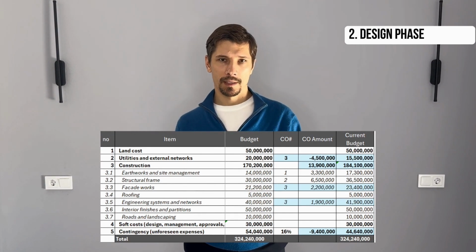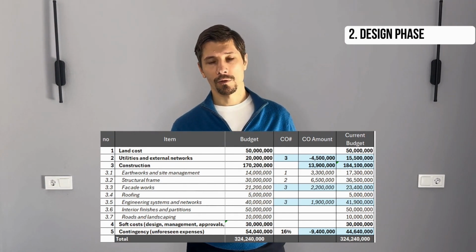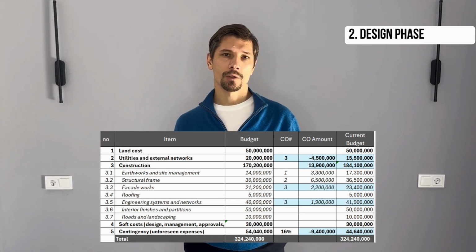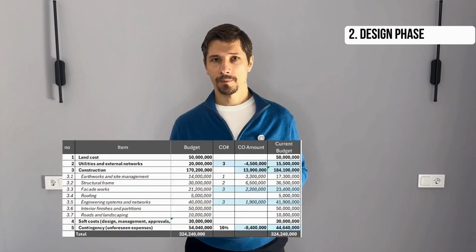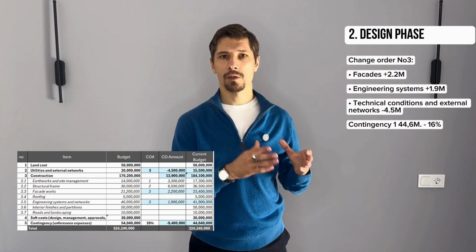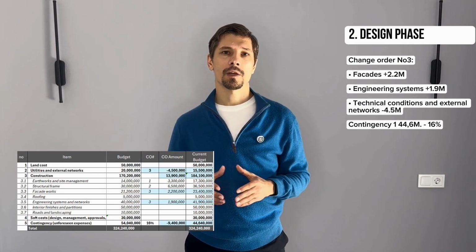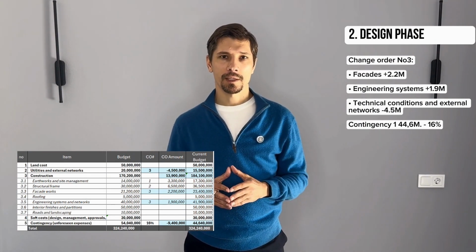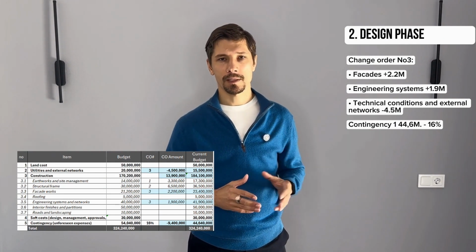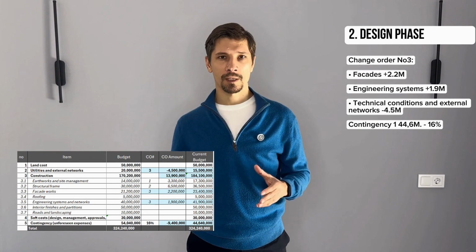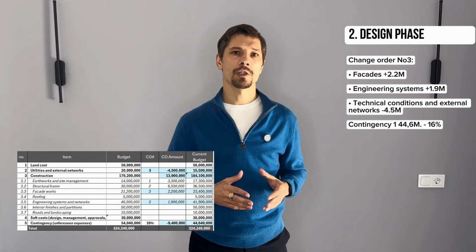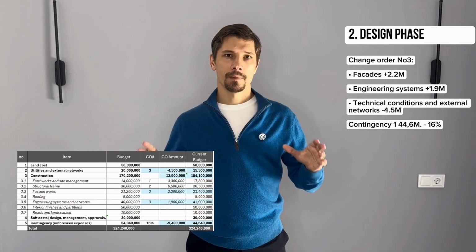During the design phase, we conduct a value engineering procedure. Using a digital energy twin, we optimize the building systems and solutions. We come to the conclusion that we need to increase the cost and quality of the facades, as well as the quality and cost of the engineering solutions. At the same time, our costs for connecting to the utility networks are reduced. As a result, our budget is reduced by 0.4 million, while the quality of the building increases. We record this as a change, increasing the engineering systems and networks and facades items, and reducing the utility connections and technical conditions item. All of this is reflected in the report.